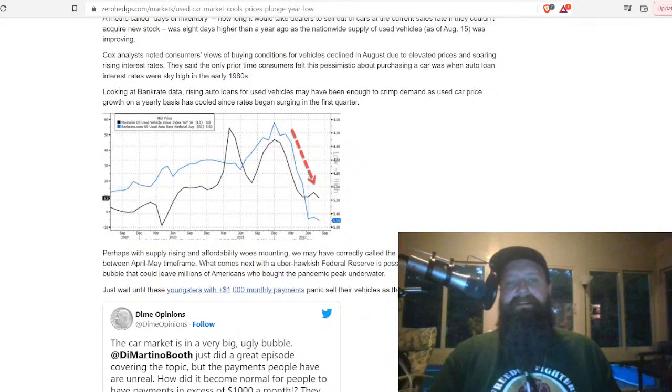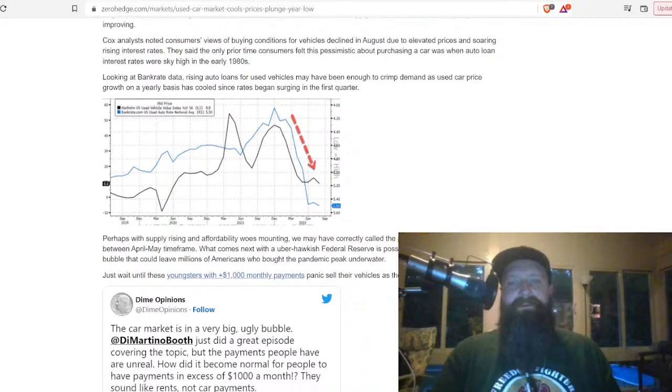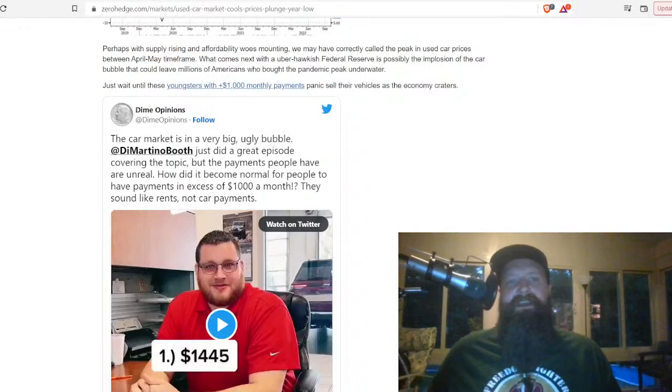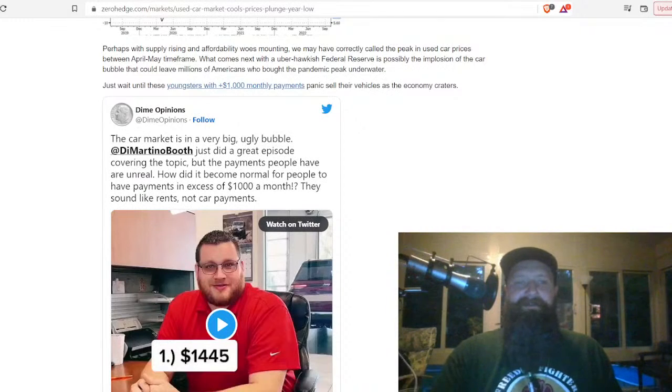Perhaps with supply rising and affordability woes mounting, we may have correctly called the peak in used car prices in the April and May timeframe. What comes next, with an uber hawkish Federal Reserve, is possibly the implosion of the car bubble that could leave millions of Americans who bought at the pandemic peak underwater. Just wait until these youngsters with $1,000 plus monthly payments panic sell their vehicles as the economy craters.